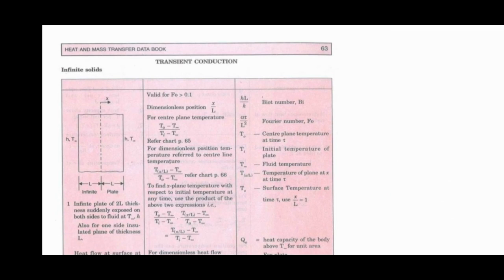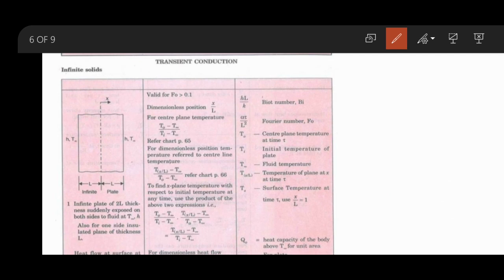in finding out the different values using the graphs. For that, the first one is in your data handbook, page number 63. Here we have transient conduction, infinite solids, and this entire tabulation is for the plane wall. Then we have similar correlations for the cylinder as well as the sphere. Here you can see the plane wall, with the axis at the center, and from here the value of x, that is the origin, and on either side the thickness is L.